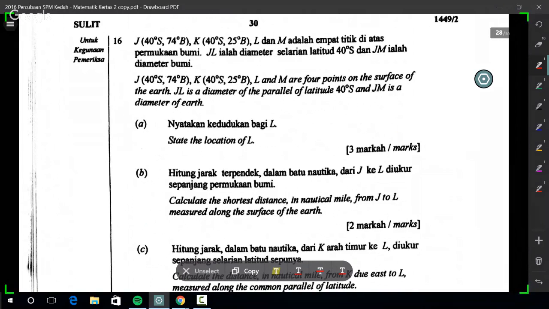So yeah, we actually start. Okay, when I do this kind of question, the first thing is I always write down all the coordinates I have. This is 40S, 74B. And then this one, the K, will be 40S and 25B. I don't use B, all right?